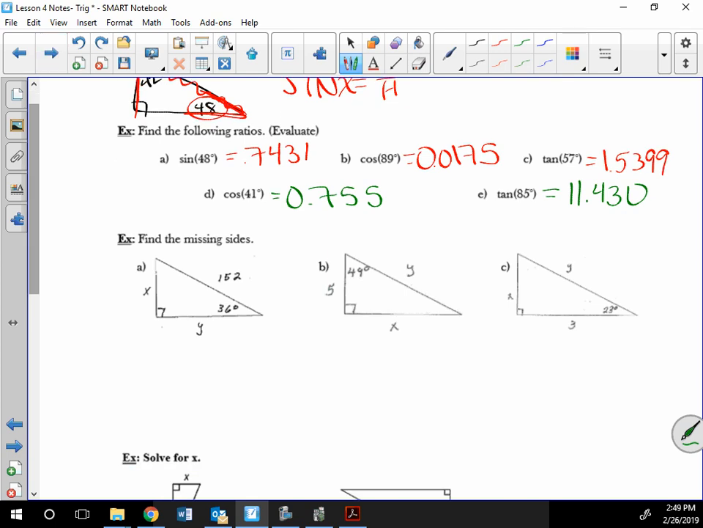So first of all, let's look at our angle. X in comparison to my angle, is this my opposite or my adjacent? Opposite. Which trig function uses opposite?